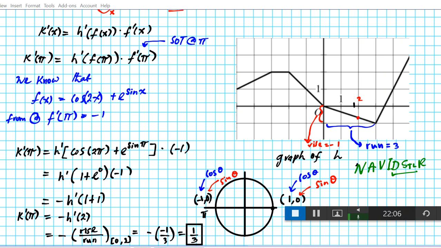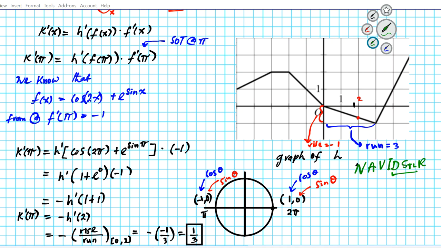Okay, how was this problem graded on the AP exam? This was a 2-pointer also, although you have a lot of work to do here, but it was still a 2-pointer. So this is how this problem was graded. You earn 1 point for finding the derivative of k, so this is the first point, and then you get your second point for finding the derivative of k at pi, for a total of 2 points for question number 6B.